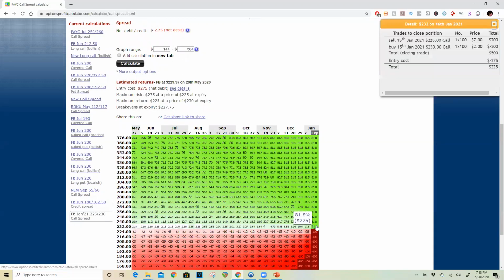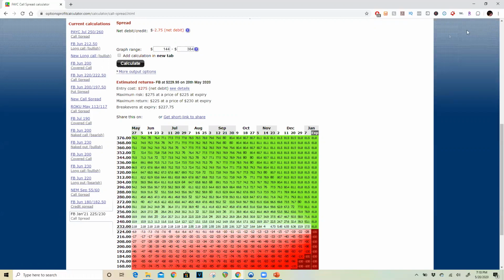If you click on this, you actually are closing it at $500. But because you paid $275, your profit is $225. So think about it. For the price actually dropping or just about staying the same, you're making an 81.8% profit on it. Okay, that's the beauty of it.